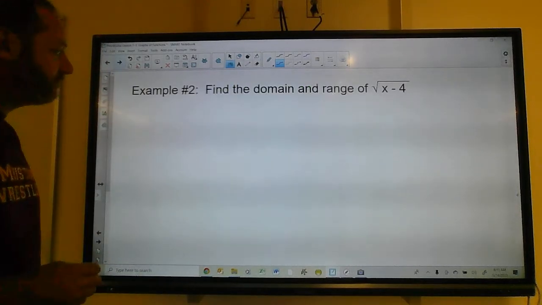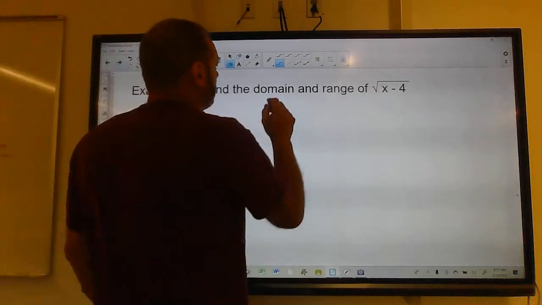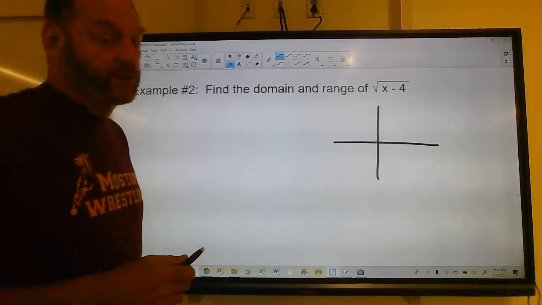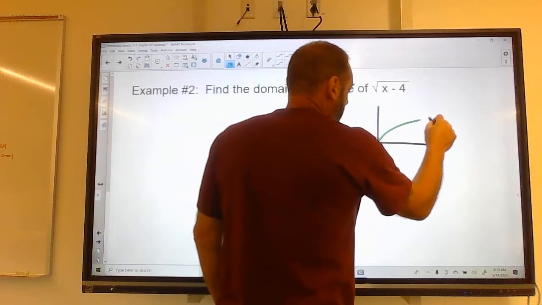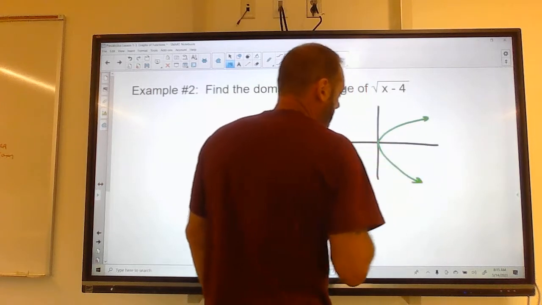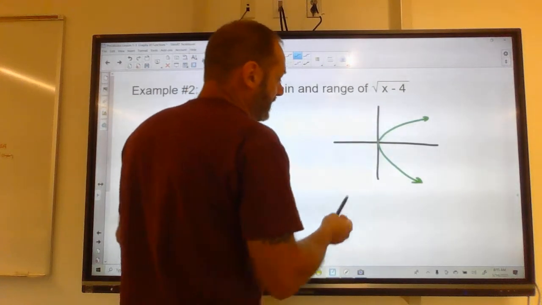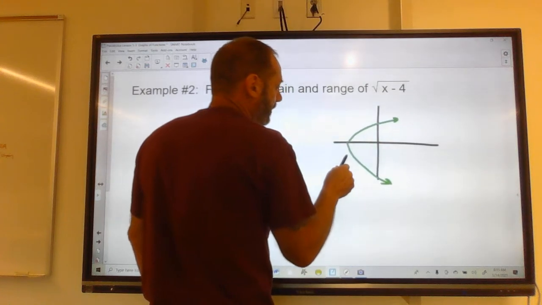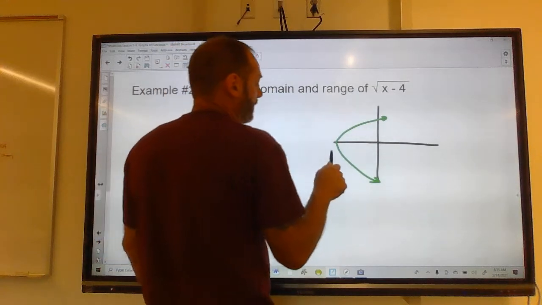Okay, so find the domain and range of the square root of x minus 4. Let's think about what that is. One of the ways you can do this is to just do a quick sketch. The square root of x would look like this. But then x minus 4 transforms it, and it's inside the function, so it's going to move this function 4 to the right.